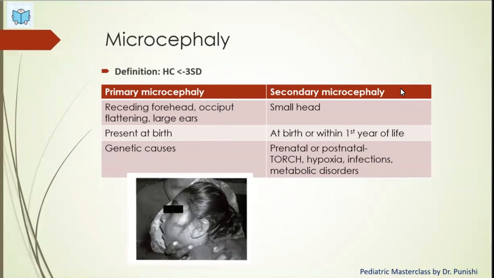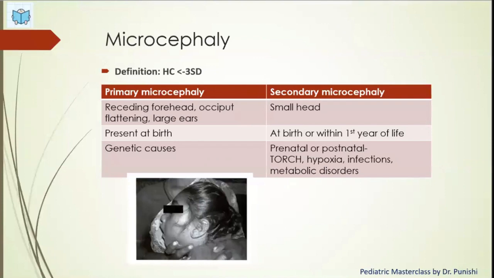Whereas secondary microcephaly just has a comparatively smaller head. They don't have this particularly receding forehead. Secondary microcephaly can either be seen at birth or within the first 1 year of life. That's because the causes could either be prenatal or postnatal. So it could be a TORCH group of infections, or CNS insults, hypoxia, meningitis, encephalitis, metabolic causes like hypothyroidism, or phenylketonuria. All of these are causes of secondary microcephaly. So it's important to carefully look at the head shape and the size to say whether there is microcephaly, and if yes, is it pointing more towards primary or secondary?